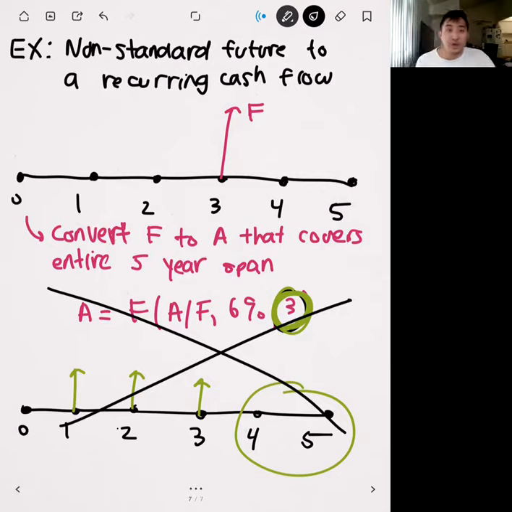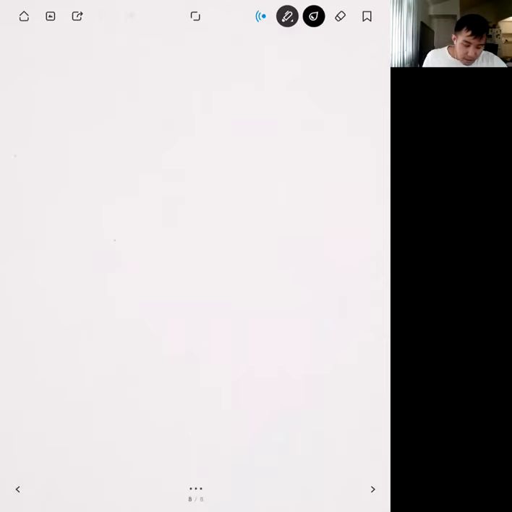And so on the next page, I'm going to show you how to do this, which again is going to involve multiple conversions. Okay. And so let me draw the cash flow diagram again.